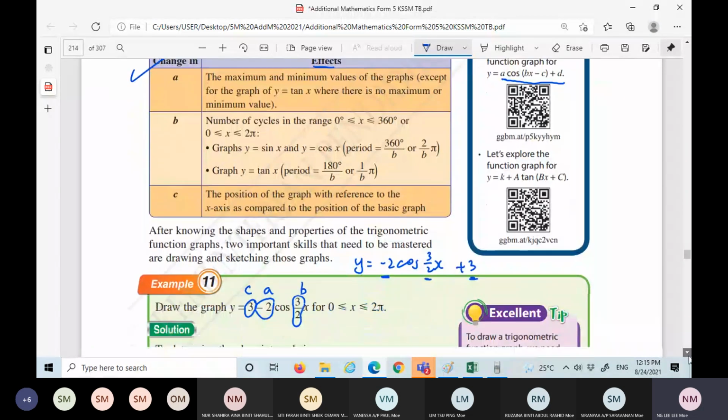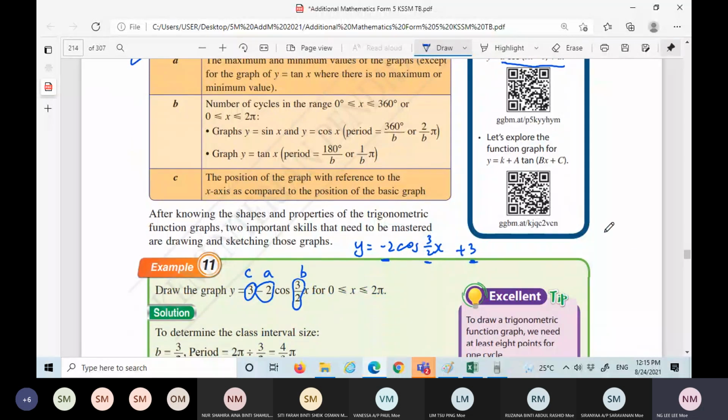This one you can go through by yourself, but I don't think this one is in the syllabus. I have checked the DSKP also, they didn't mention about this. If you want to know in detail, you can scan this QR code.